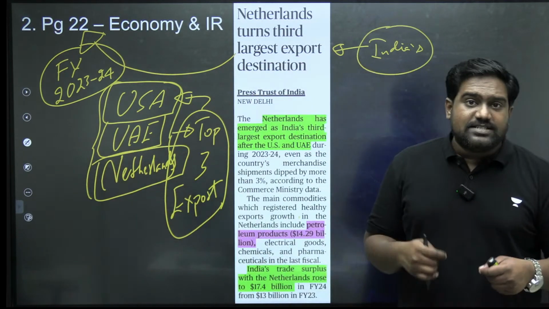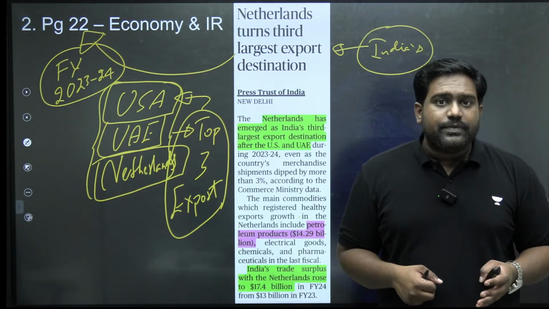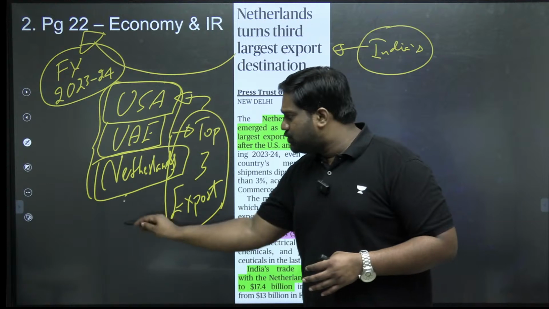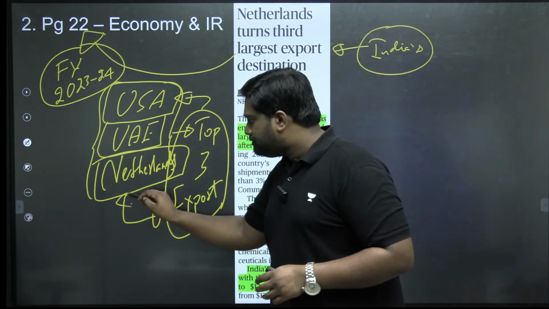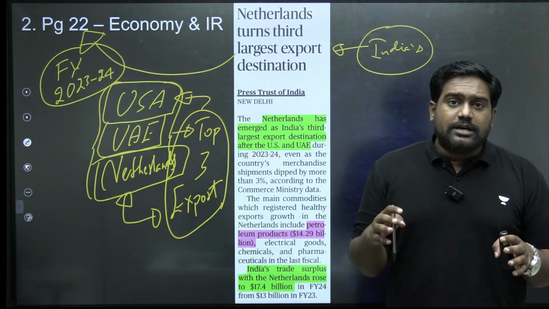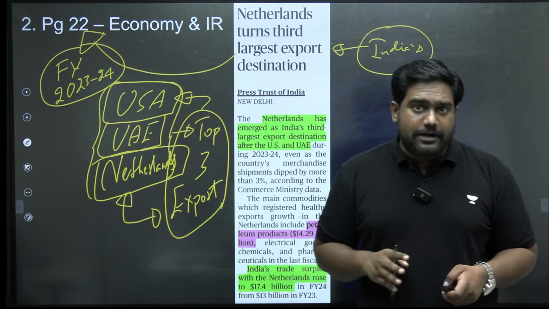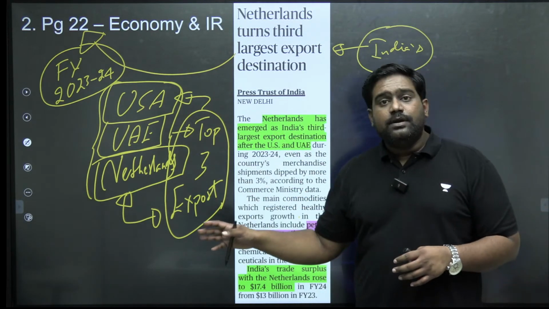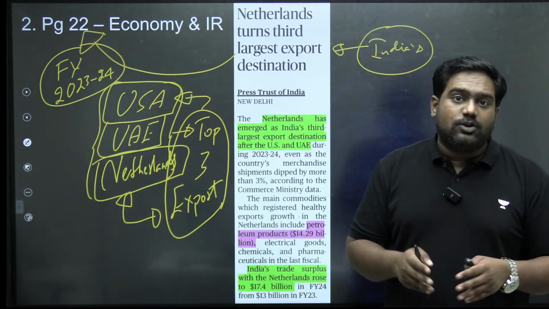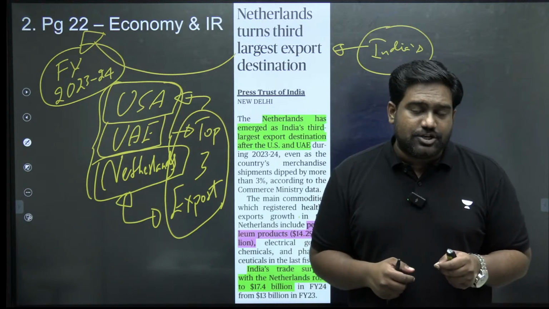Now it's quite interesting, quite surprising as well, because generally, let's say before 2022, Netherlands was not a major trading partner. But in the last 2 years, Netherlands has become a critical trading partner for India. It has become a massive export destination for India. So there could be not just a factual question, there could be a conceptual analytical question on why Netherlands has become the third largest export destination for India.